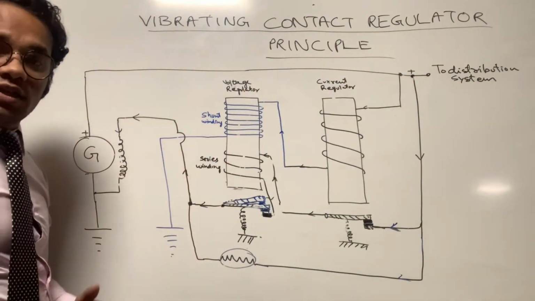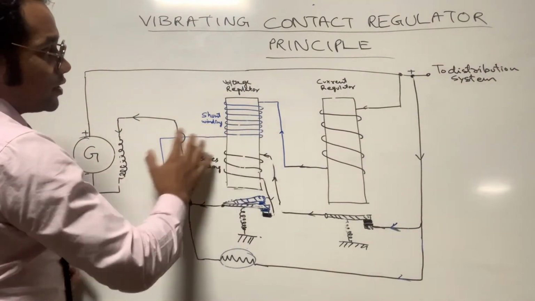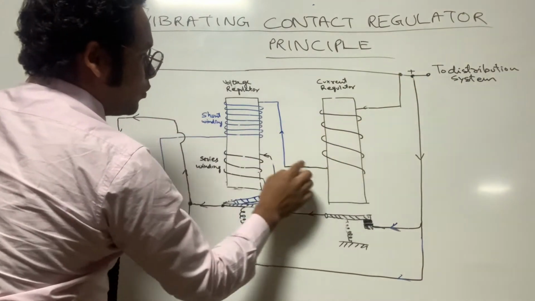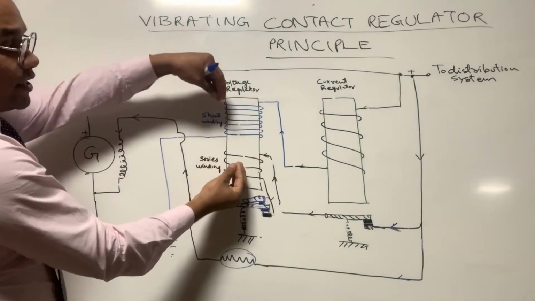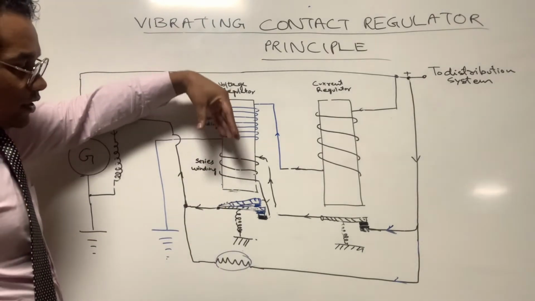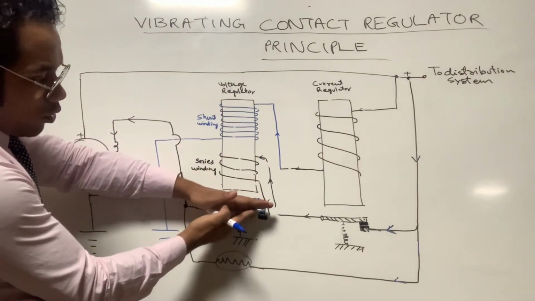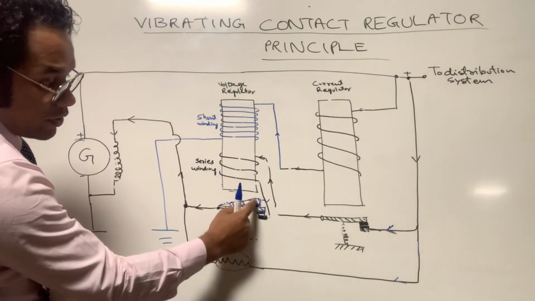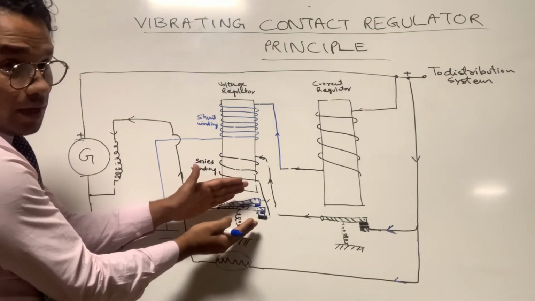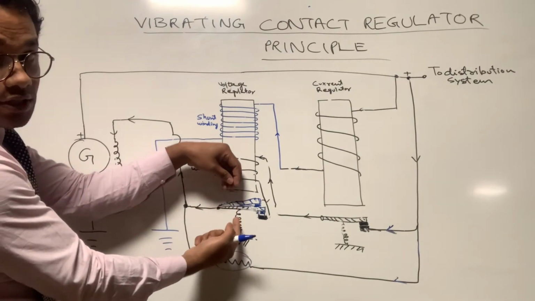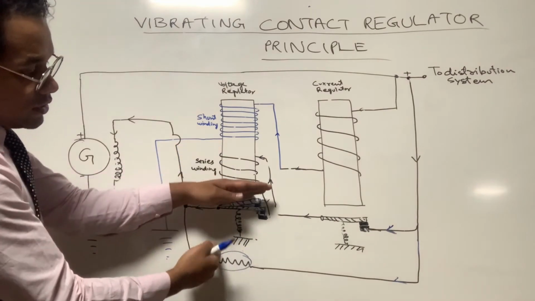So what did the voltage regulator do? When the voltage was going higher, the current flowing through its shunt winding and series winding produced a strong magnetic field. That strong magnetic field used to pull up this armature, hence opening this contact. The fixed and movable contacts will open. Why? Because the electromagnetic force is dominating here and not the spring tension force. Hence this contact has opened.